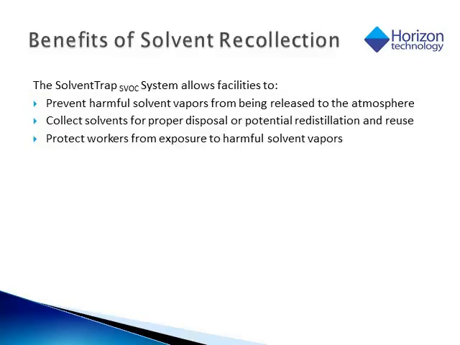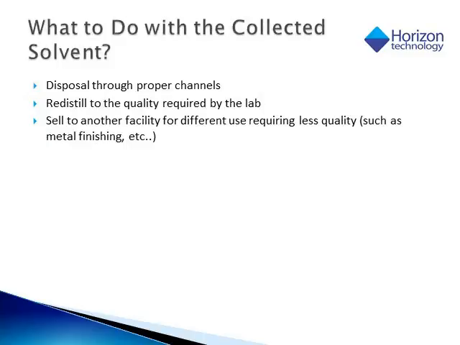The benefits of solvent recollection: the SolventTrap SVOC system allows facilities to prevent harmful solvent vapors from being released to the atmosphere, collect solvents for proper disposal or potential redistillation and reuse, and protect workers from exposure to harmful solvent vapors. What to do with the collected solvent? It can be disposed through proper channels, it can be redistilled to the quality required by the lab, or it can be sold to other facilities for different uses requiring less quality, such as metal finishing.